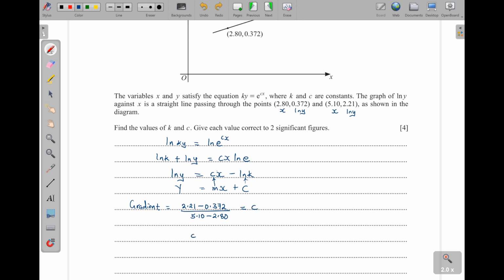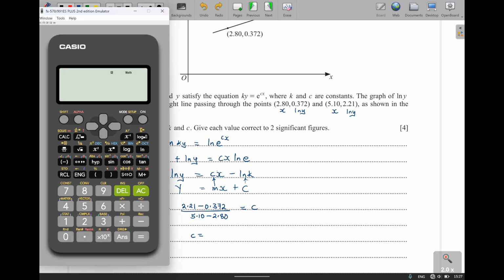Okay, so what will be our c? They said give each value correct to 2 significant figures. So let's put this in the calculator. We have 2.21 minus 0.372. Then we divide by 5.10 minus 2.80. So this one is giving us that fraction.